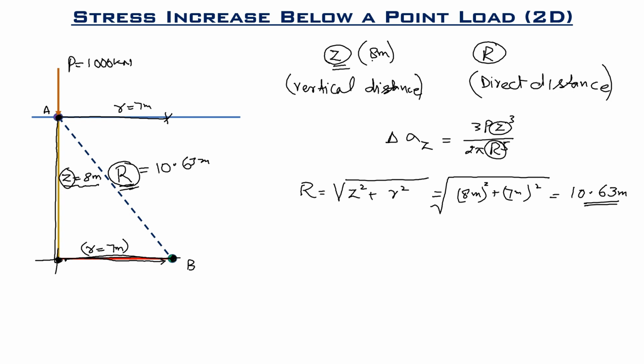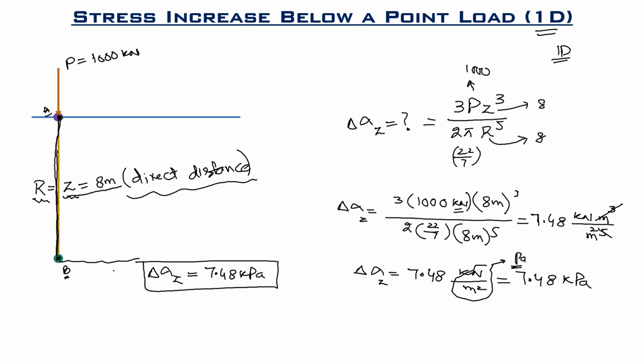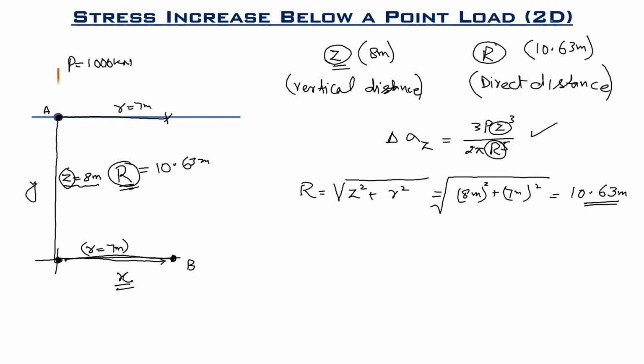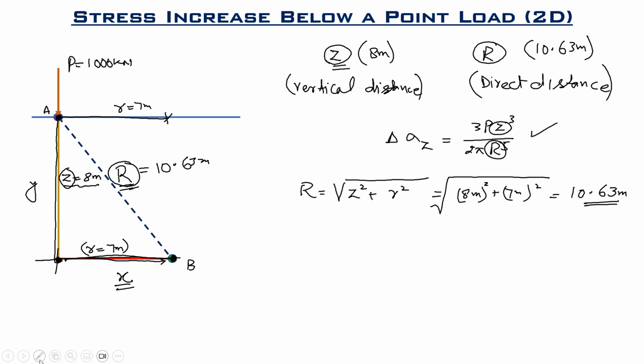Z is the vertical distance, which is 8 meters, and R is the direct distance, which is 10.63 meters. We want to put these values in this formula, and we will get the stress increase below the point load in two dimensions, because we have a dimension along the y-axis and a dimension along the x-axis. In the previous case we only had a dimension in one direction, the y direction, so we called it 1D, but in this case we have a 2D problem, covering the y-axis and also the x-axis.